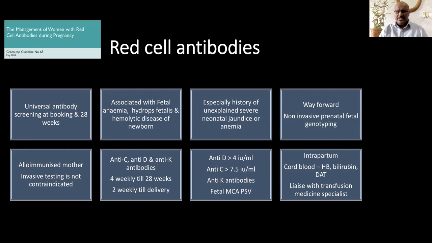They should be delivered in a tertiary center, check the cord blood for fetal anemia, liaise with your pediatricians, and you also need to have the input from a transfusion medicine specialist, because to provide mothers with this blood, group cross-match for these mothers is not going to be easy. So you need a multidisciplinary team, not just the hematologist, but also the neonatologist and a transfusion medicine specialist.